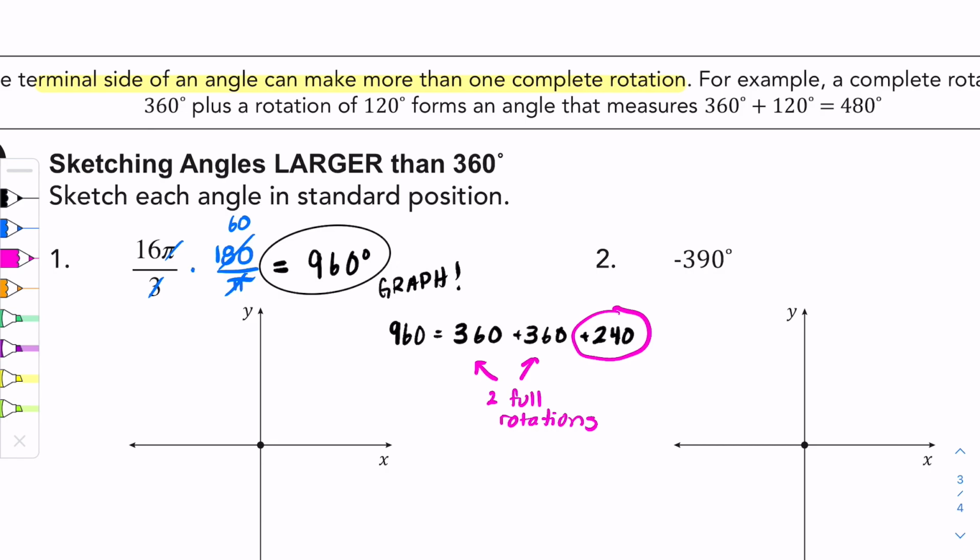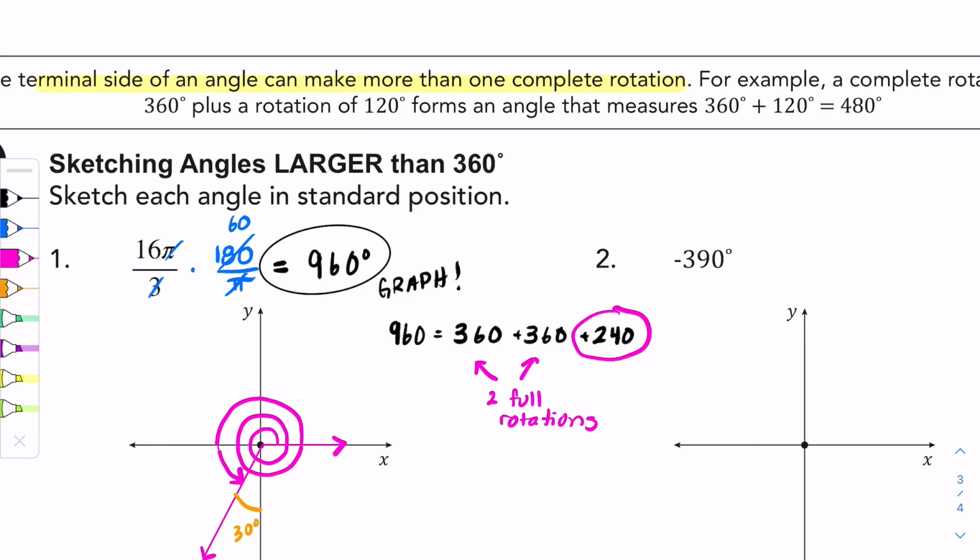So what do I mean by this? It means I graph my initial side, I rotate around the coordinate plane one full time, then one full time, then again for a second time, and then I rotate past that 240 degrees. 240 degrees is just shy of 270. In fact, it's shy by a value of 30 degrees.